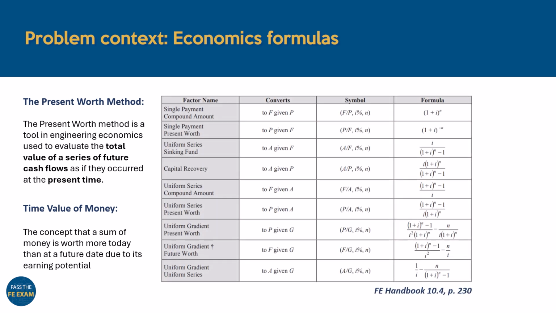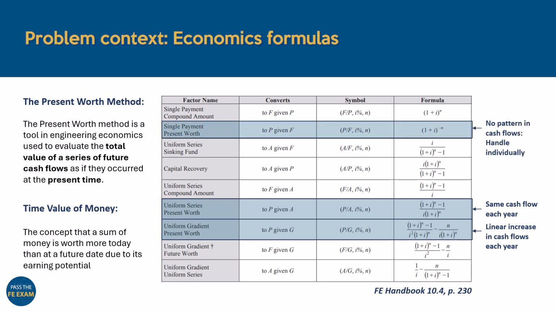The FE Handbook provides us with a set of different formulas we can apply depending on the type of cash flow pattern we are presented with. If the cash flows are the same each year, we can use the uniform series present worth formula. On the other hand, if the cash flows increase by a fixed amount each year, we can use the uniform gradient present worth formula. When the cash flows are different each year, with no repeating pattern, we'll use the single payment present worth formula to discount each cash flow individually before adding them together to find the total present worth of the investment. Let's take a closer look at this formula to see how it may apply to our problem.